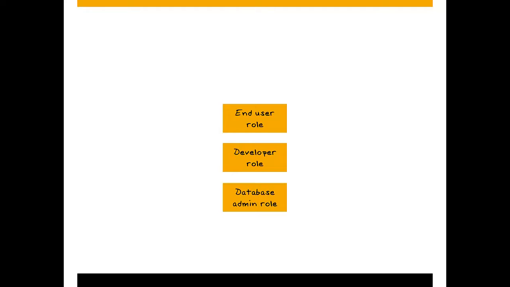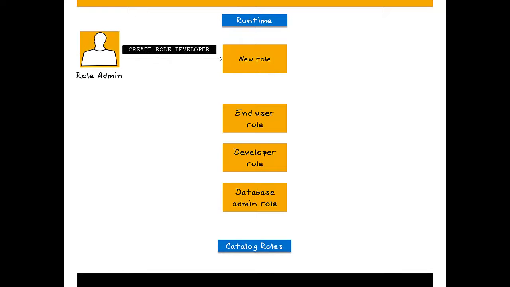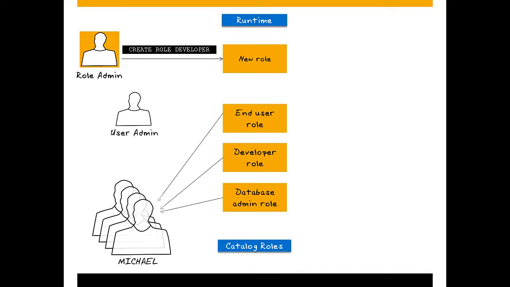Role administrators can create roles as catalog objects in runtime. The create role statement underlies this action. User administrators can then grant these catalog roles to users. The grant statement underlies this action.